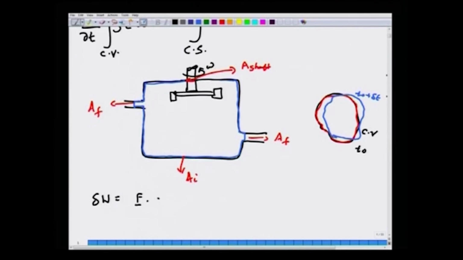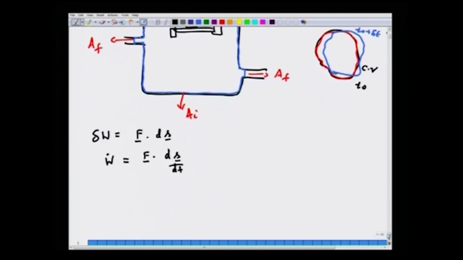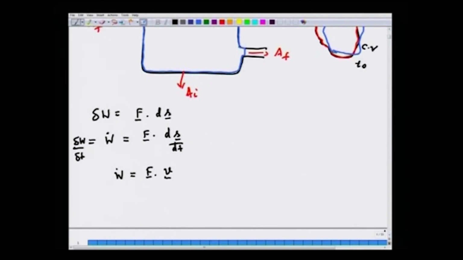Work is simply force dotted with displacement. First we discussed the rate at which work is done by the CV on the system, and then we took a negative sign. The rate at which work is done is delta W by delta t. Since ds by dt is the velocity, the rate at which work is done is F dot V. Now, all we know in fluid mechanics is the stress vector.